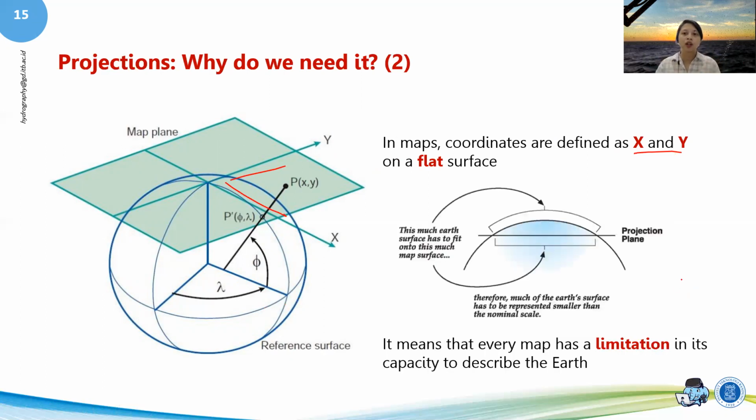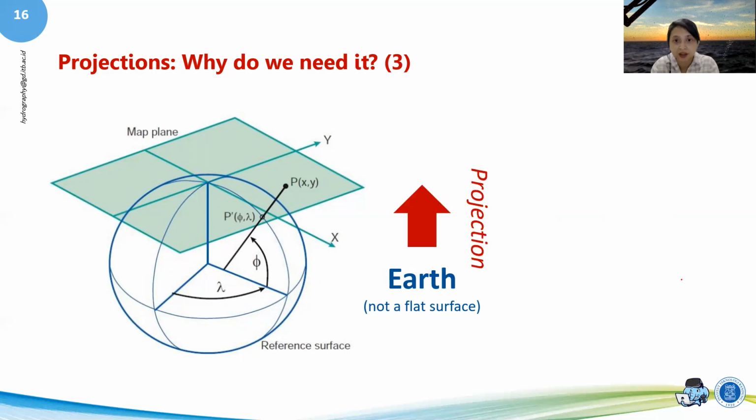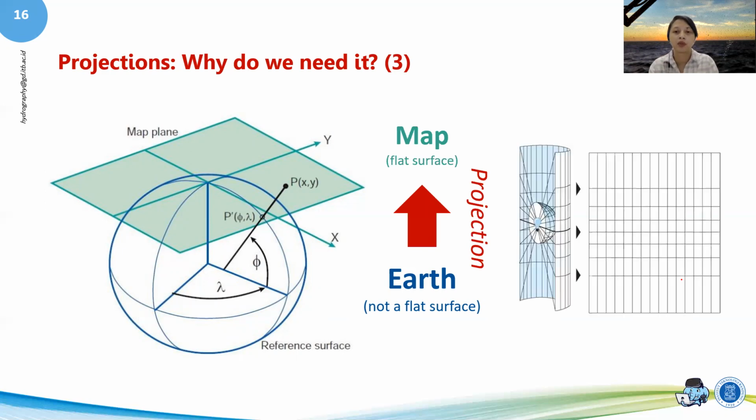When we're trying to flatten our earth, there must be a limitation. Whatever our projection is going to be, there must be a limitation to it. Basically, what we're trying to do is to project the earth, which is not a flat surface, into a map. There are lots and lots of types of projection. I don't think we're going to talk about that here, but I think you're familiar with, for example, Mercator, UTM, transverse Mercator, and so on.